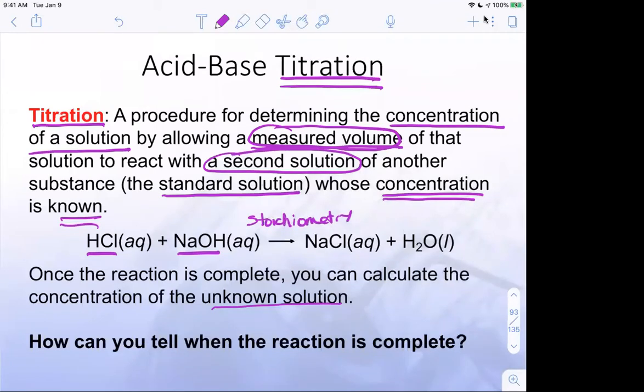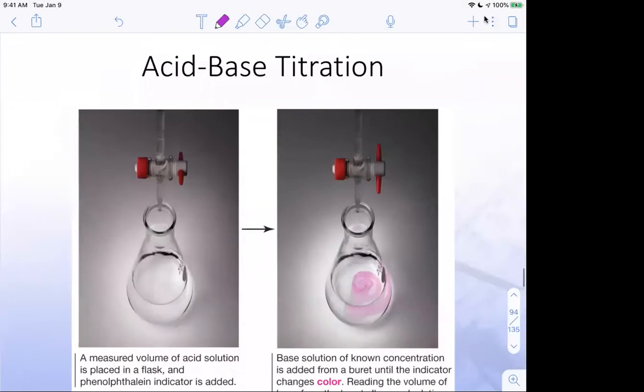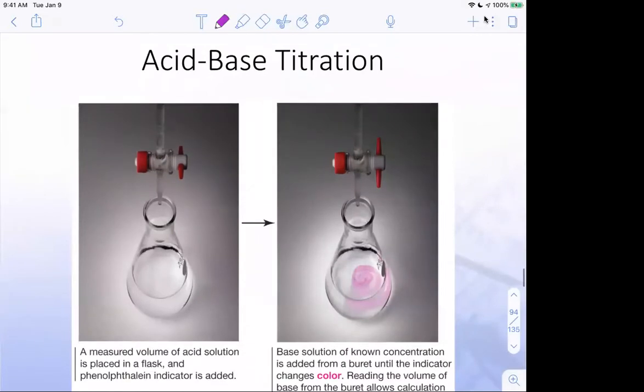So how can you tell when the reaction is complete? Acid-base reactions actually give a soluble salt generally and water. So none of those is something that's visible. So basically, I have to use an indicator. An indicator is something that is going to change color when I change the pH.